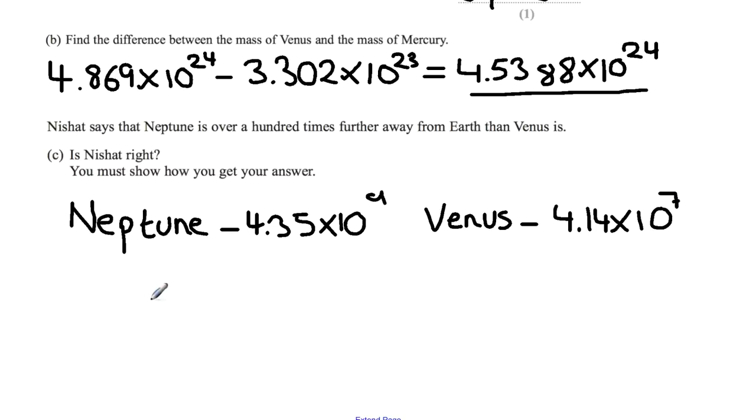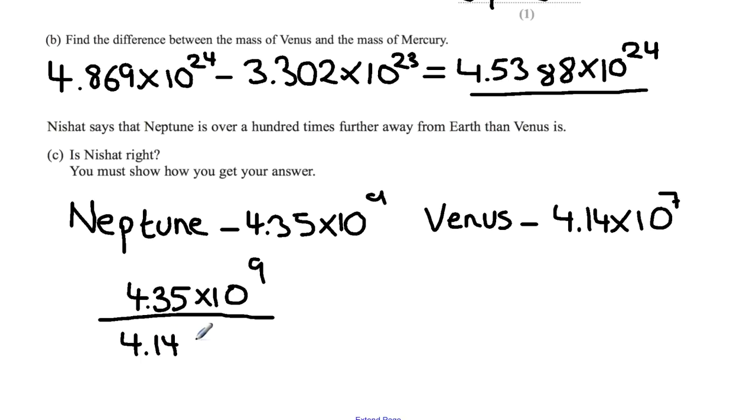So what we're going to be doing right now is dividing 4.35 times 10 raised to the power of 9 by Venus, 4.14 times 10 raised to the power of 7. So 4.35 times 10 raised to the power of 9 over 4.14 times 10 raised to the power of 7 equals 105.0724. Therefore, Nishant is correct.